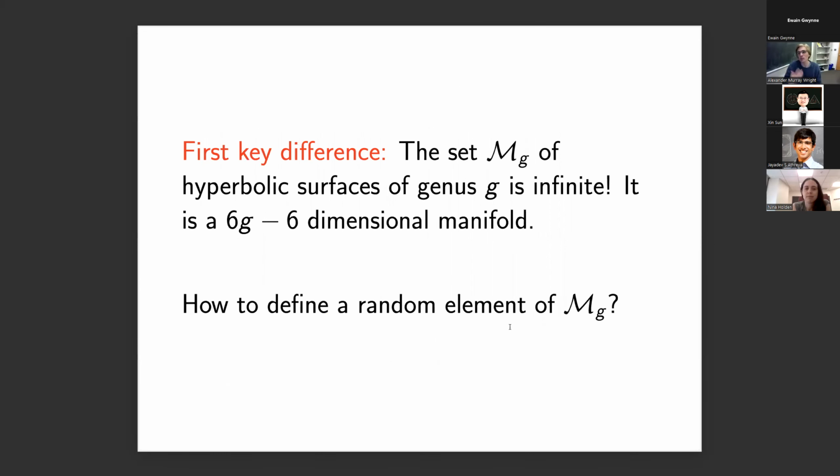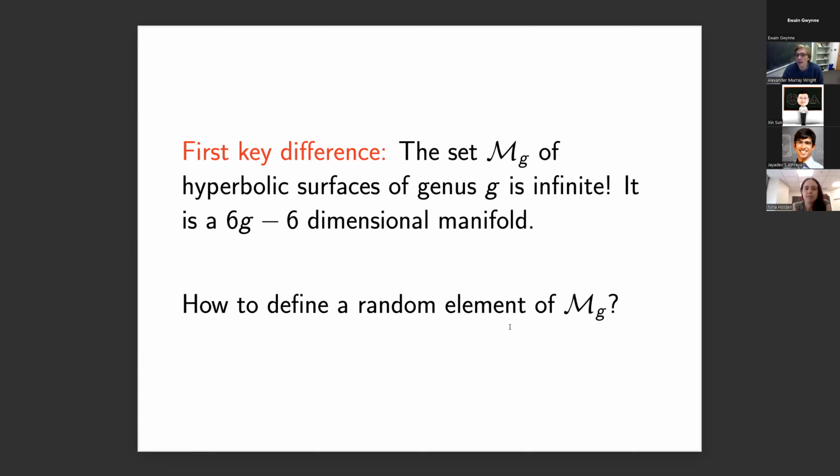And absolutely the first difference that you instantly can't avoid, if you're interested in, say, genus G hyperbolic surfaces, is that the set of genus G hyperbolic surfaces is infinite. In contrast, if you looked at the number of three regular graphs on a fixed number of vertices, that's finite. But you should make the comparison.